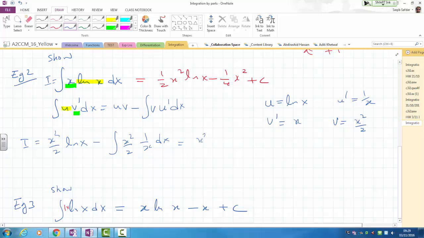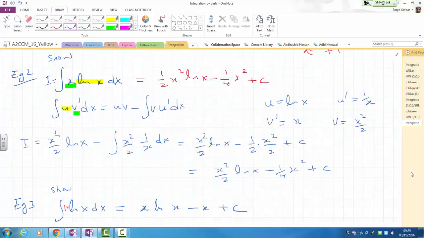Okay, so that becomes x squared over 2 ln x, take away simply the integral of a half times x squared over x, which gives us x, so that becomes x squared divided by 2 plus c. And we can tie that up. We've got x squared over 2 ln x minus a quarter x squared plus c. But it all comes down to thinking about which one can we differentiate, or which one becomes easier if we differentiate. Okay? Right, any questions before we move on?